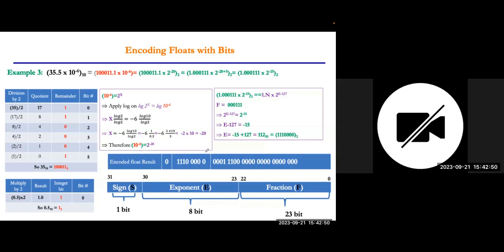Somebody asked that you can explain the E minus, as we said, for single precision. The single precision, according to IEEE 754, takes E minus 127 as bias. If it is a double precision, then its range will be changed.